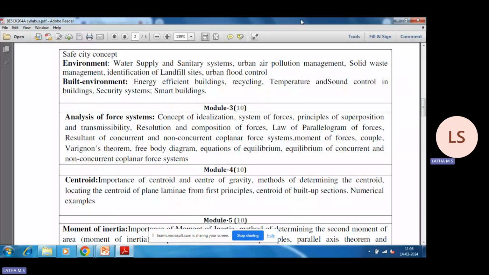Very good morning to one and all. We'll start with Module 3. We had started with Module 3, and we started learning what is idealization, system of forces, then superposition, transmissibility, resolution and composition of forces, then the law of parallelogram of forces, resultant of concurrent forces. Non-concurrent forces we have not yet started. What is a moment of force? Then what is a couple? Till here we have completed.